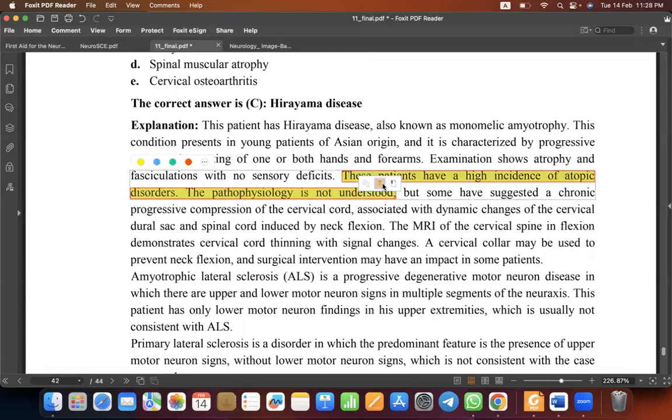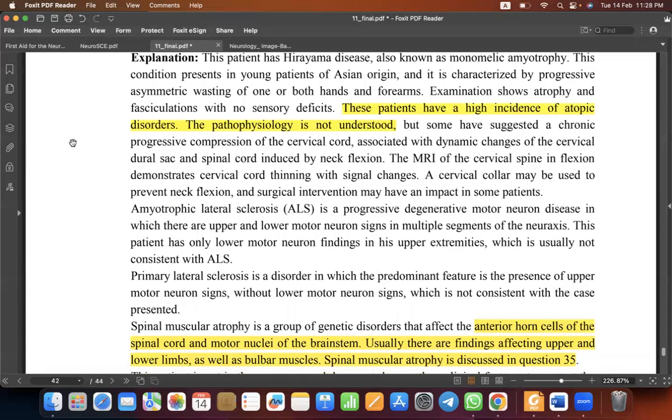The pathophysiology is still unknown. Sometimes there can be chronic compression of the cervical cord, with some dynamic changes of the cord. MRI of the cervical cord in flexion could demonstrate cord thinning. As there is some cord thinning, there could be a role for the cervical collar. This is not amyotrophic lateral sclerosis, because this stops and does not progress. ALS is usually symmetrical, but here the presentation is most likely asymmetrical.